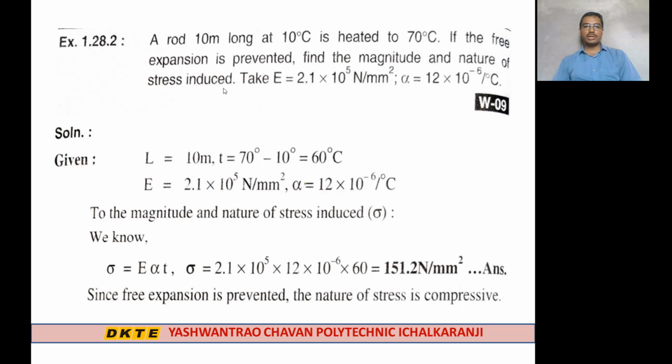Magnitude means we have to calculate stress, and nature means tensile or compressive. The magnitude and nature of stress: sigma is equal to E alpha T. Value of E is given, alpha is also given, and T is also given. Put all these values, we will get 151.2 Newton per millimeter square. Here the problem is for rise in temperature 10 to 70 degree. Therefore, nature of stress, or nature of load, is compressive. Since expansion is prevented, that means rise in temperature, this is called compressive stress.